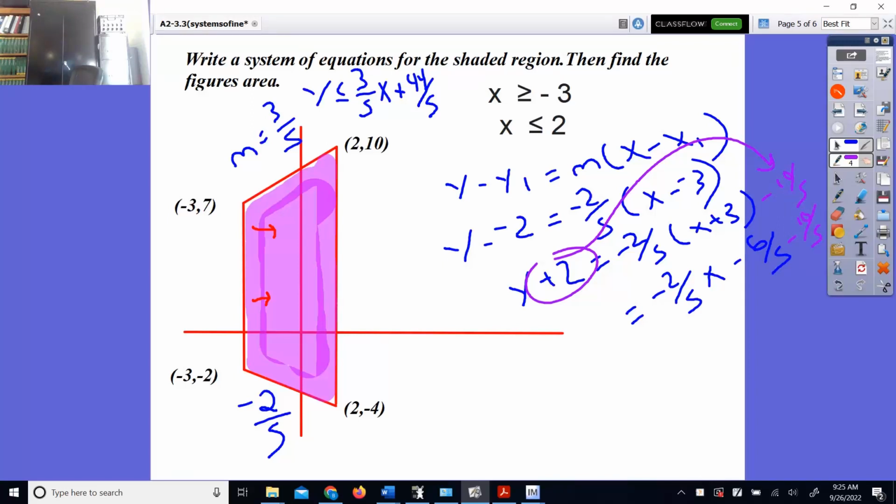Now the question is, what does -6/5 take away 10/5? -16/5, that's right. And symbolism. Here's the bottom line. How are you shading? Above. So greater than or equal to. All right, that part's all done. What's the last part of this question? Find the area. How do you find the area of that figure?